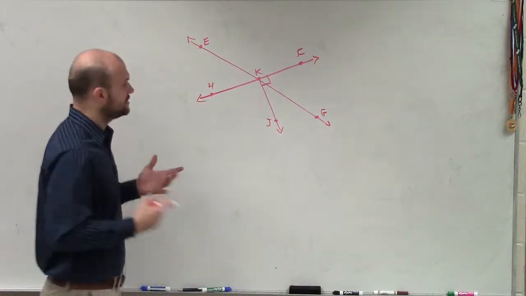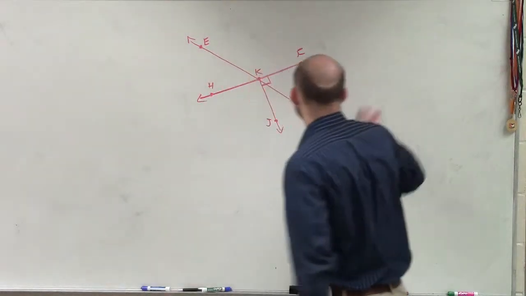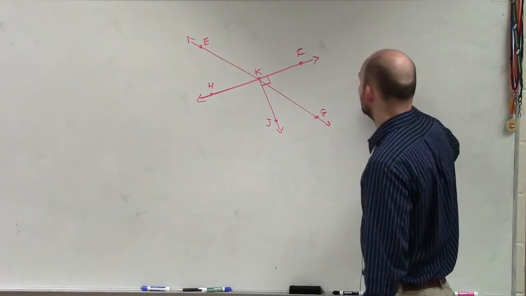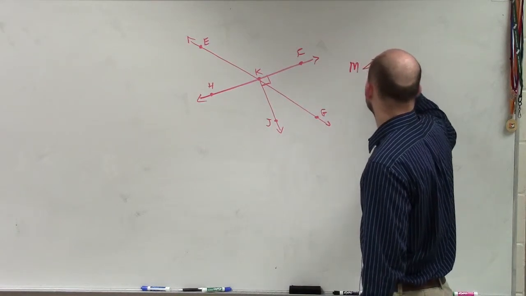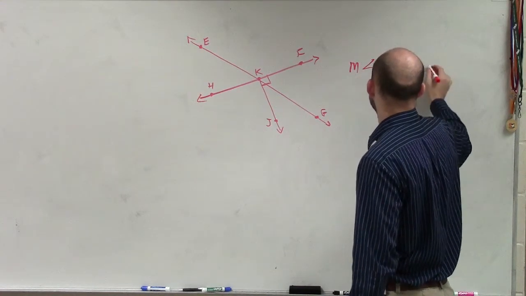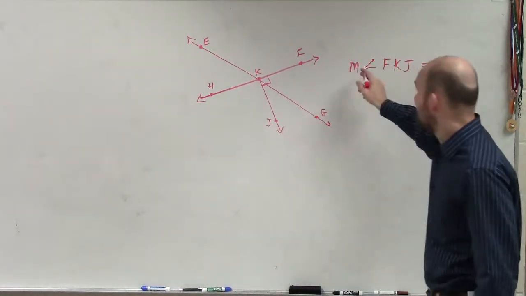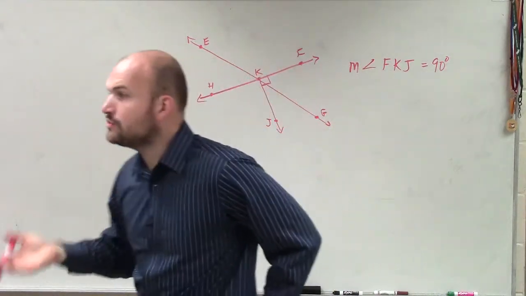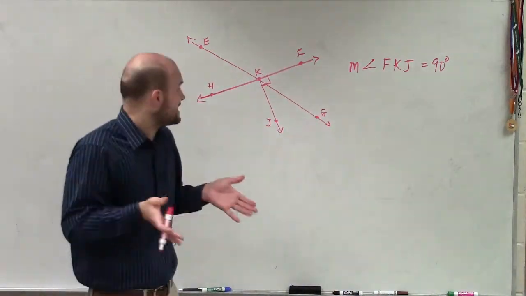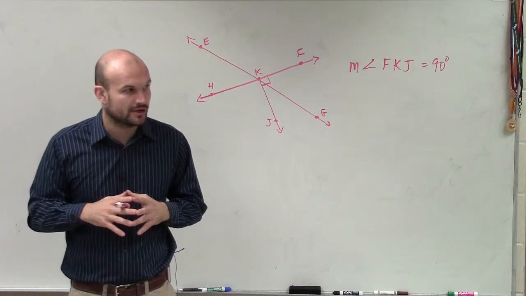All right. So next, the first thing I notice is I have this box. Therefore, this isn't part of your problem. But what I know is the measure of angle FKJ is equal to 90 degrees, right? That's a right angle. This angle is 90 degrees. So if I'm asking what is an acute angle, I know that the acute angle has to be smaller than 90 degrees. Right? Would everybody agree?